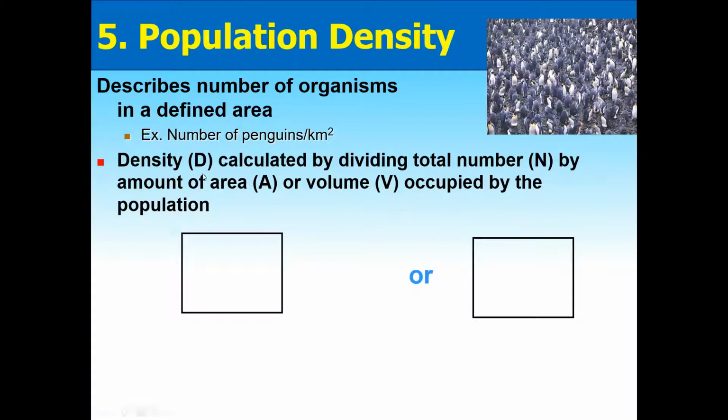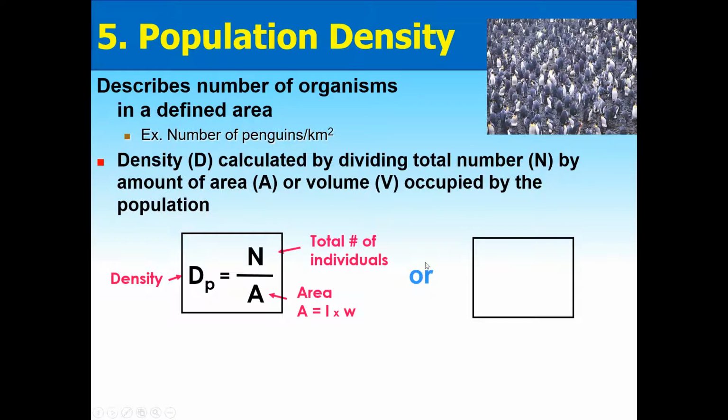It's found by calculating density, dividing the total number, N, by the amount of area, A, or volume occupied by the population. So dP equals the number divided by the area, or it could be dP equals the number divided by volume. What we do need to remember is that for area, if you're given two numbers, you multiply them together, the length times the width. And if it's the volume, you multiply length times width times height to find the volume.